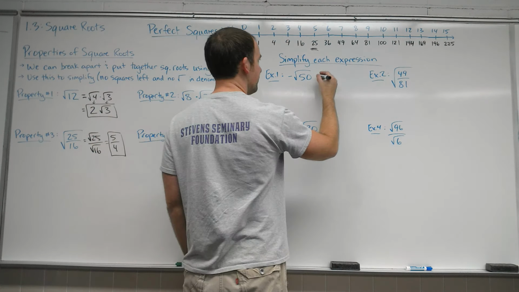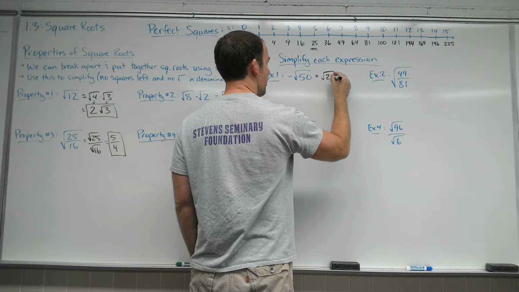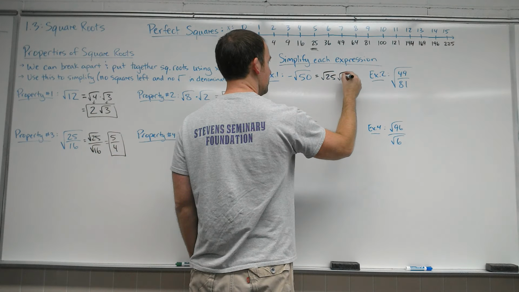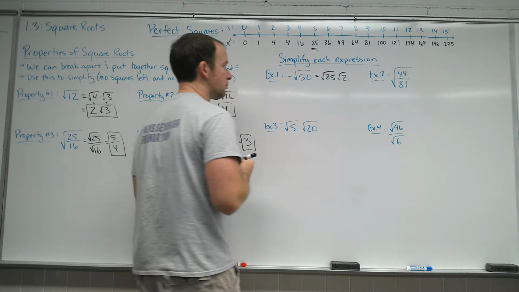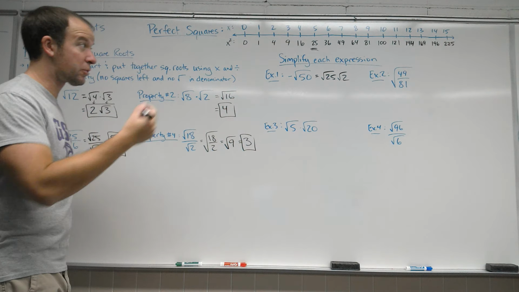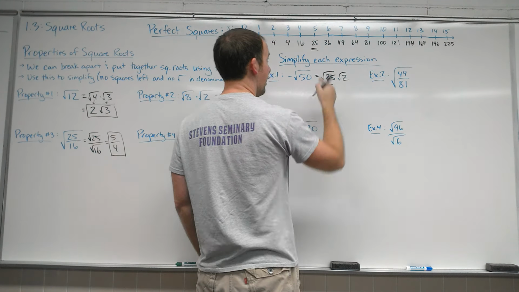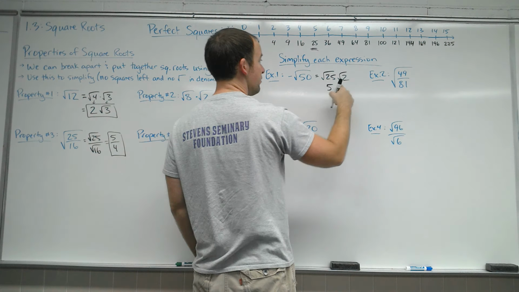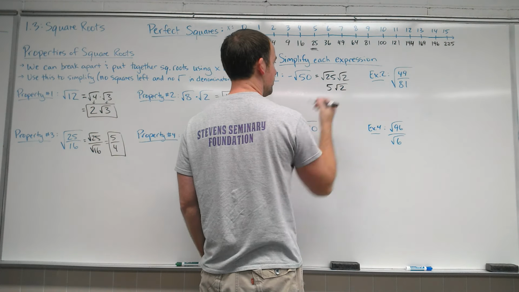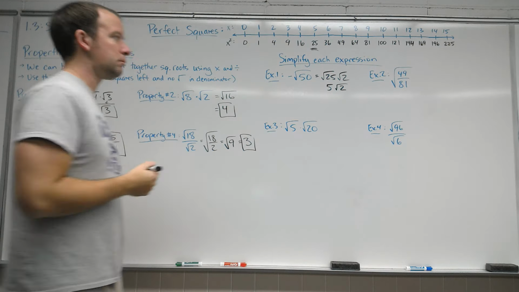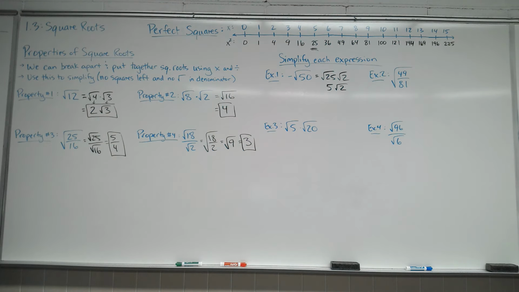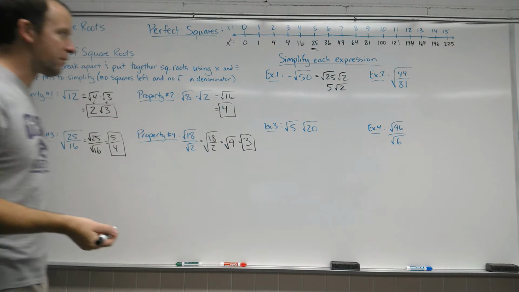So I can split 50 into 25 and 2, which works great, because the square root of 25 is just the number 5. Square root of 25 is the number 5. Square root of 2. Okay, so just like that first property there, it breaks down pretty fast.